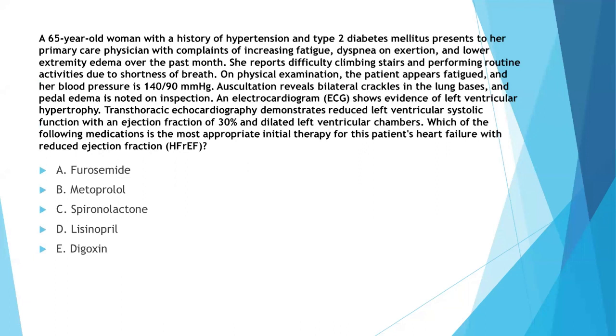On physical examination, the patient appears fatigued and her blood pressure is around 140 over 90. Auscultation reveals bilateral crackles in the lung bases and pedal edema is noted on inspection. ECG shows evidence of left ventricular hypertrophy. Transthoracic echocardiography demonstrates reduced left ventricular systolic function with an ejection fraction of 30% and dilated left ventricular chambers. Which of the following medications is the most appropriate initial therapy in this patient? Furosemide, metoprolol, spironolactone, lisinopril, or digoxin?